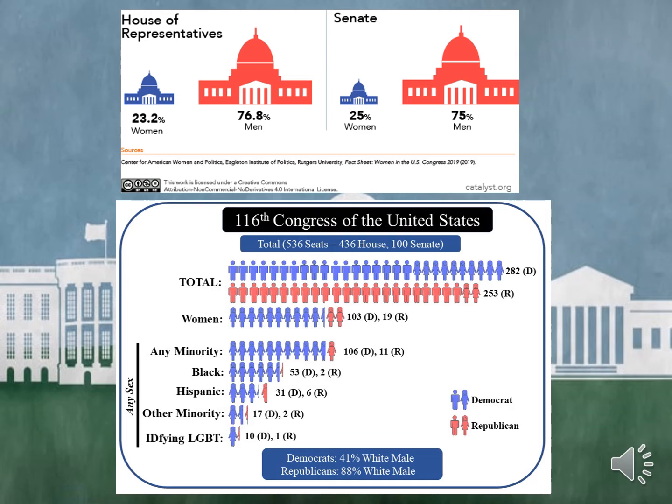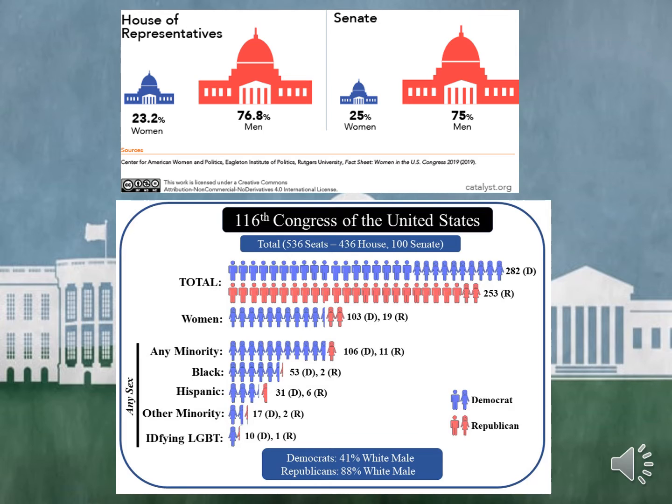130 women are in the 116th Congress. That is 21 more than the last Congress. 105 sit in the House of Representatives and 25 sit in the Senate. Of those 105 women in the House, 90 are Democrats and 15 are Republican. Of the 25 women in the Senate, 17 are Democrats and 8 are Republican.